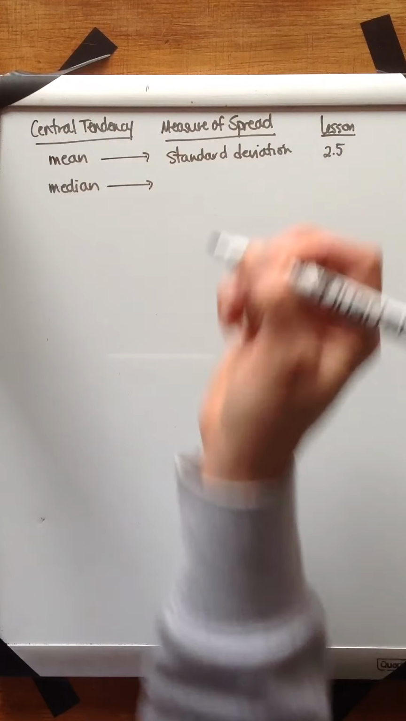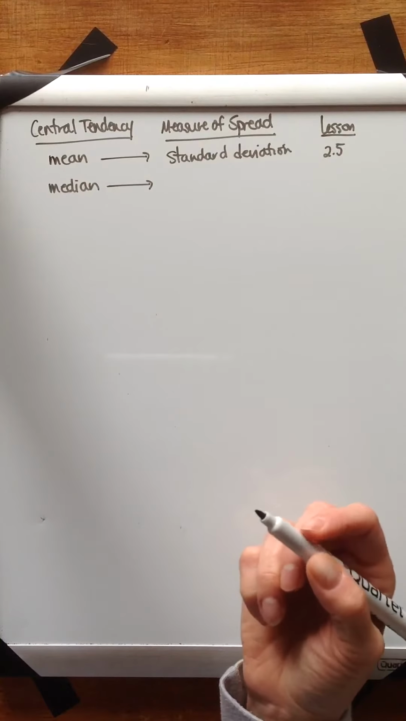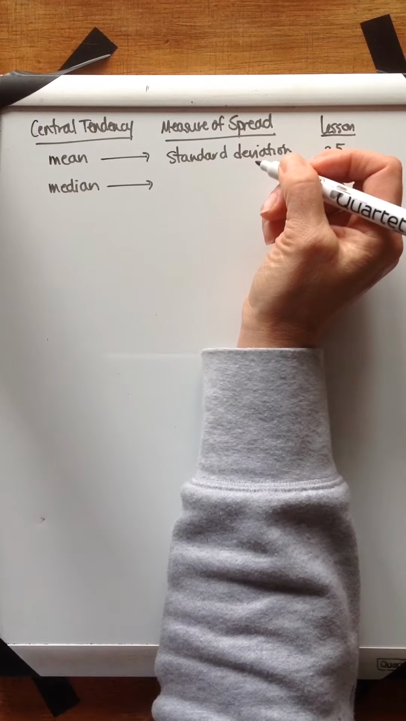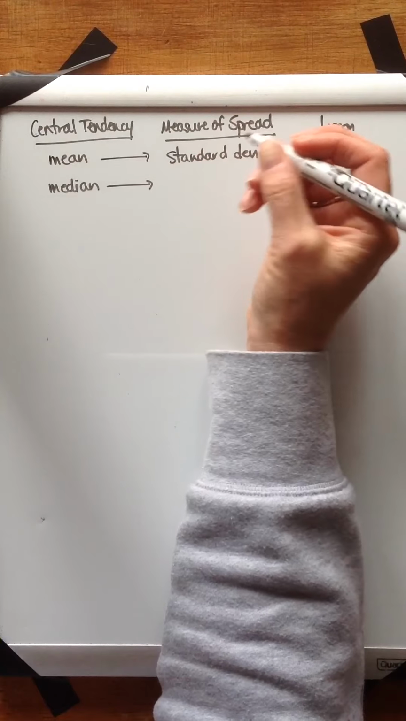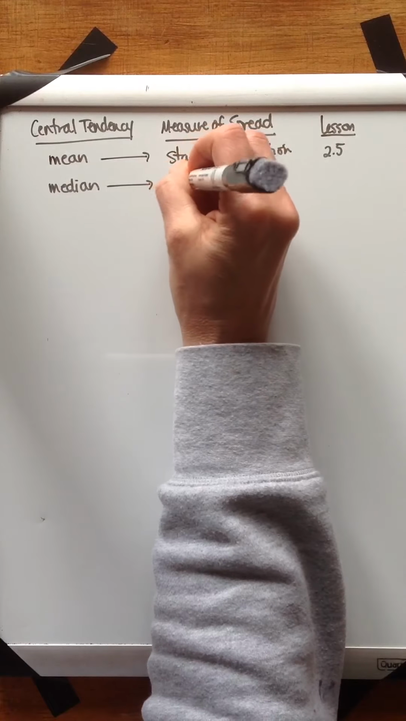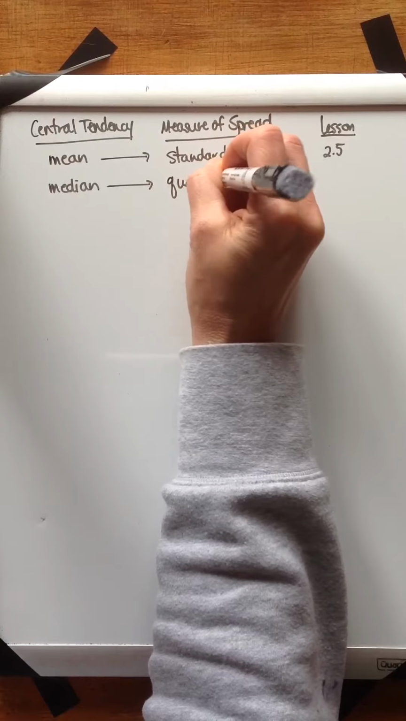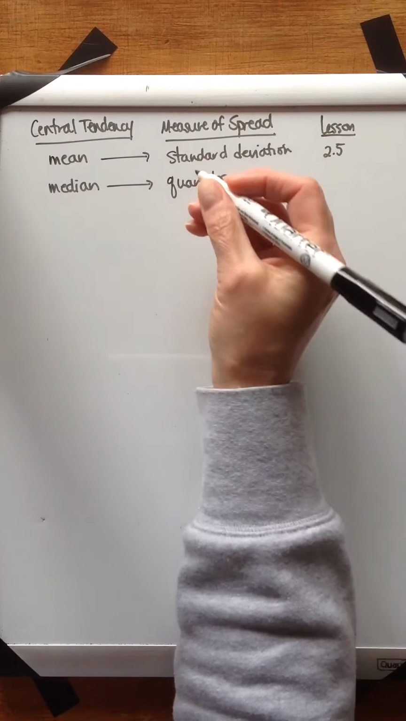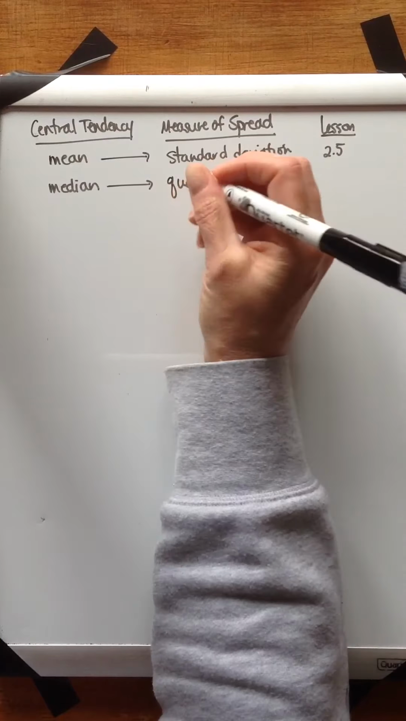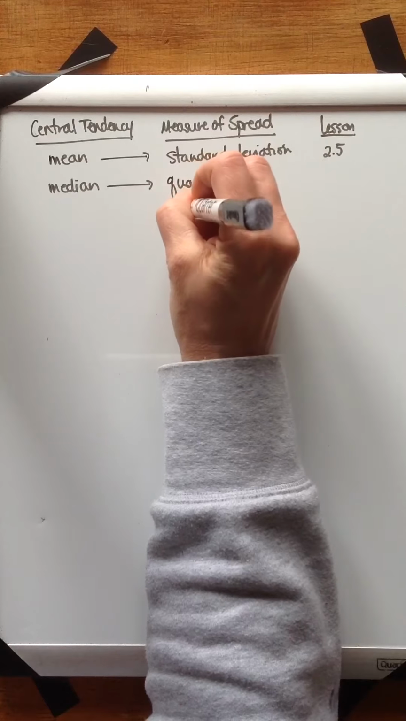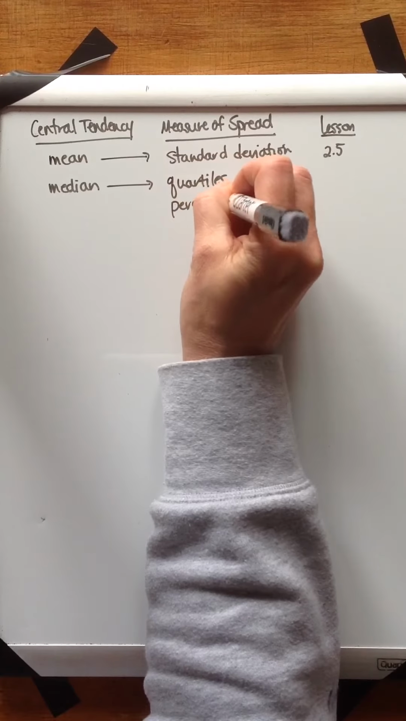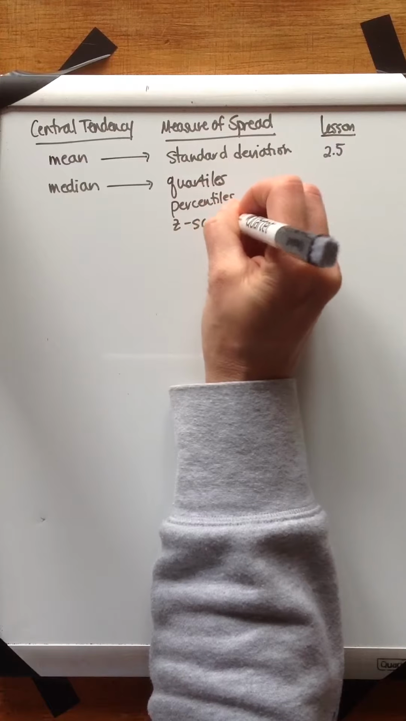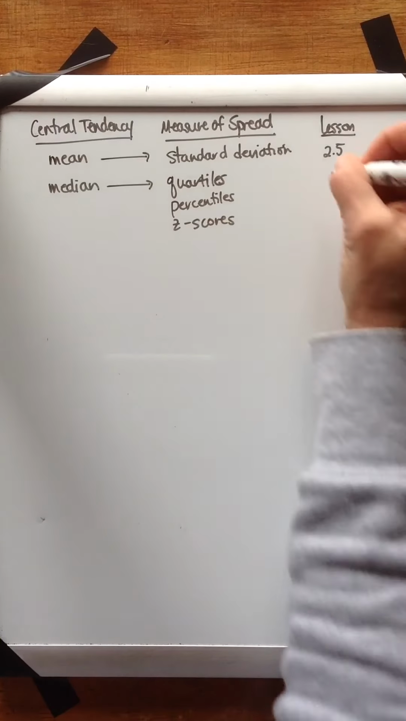When the median is a better measure of the central tendency for a group of data, the measure of spread we should use instead can be broken down into a number of different things. The first thing we're going to look at is something called quartiles, but we can also talk about things such as percentiles, and we can also look at something called z-scores. And these will be the focus of this final lesson.